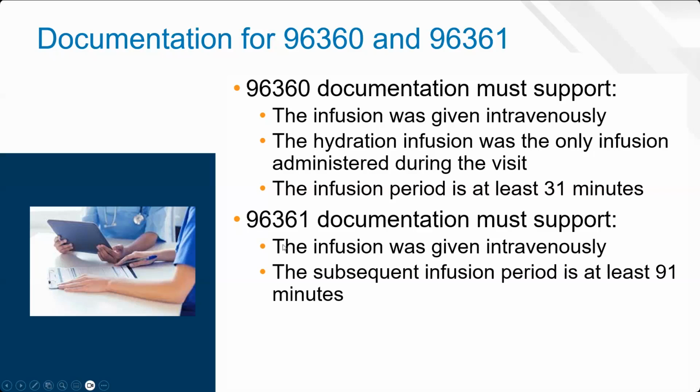So again, the 96361 can be used with other codes than the 96360, but you have to follow those procedure-to-procedure code requirements and the CPT instructions that tell you how much time of the initial service must be reported in order to report this as a secondary.